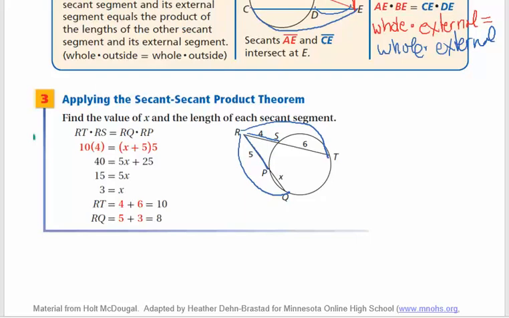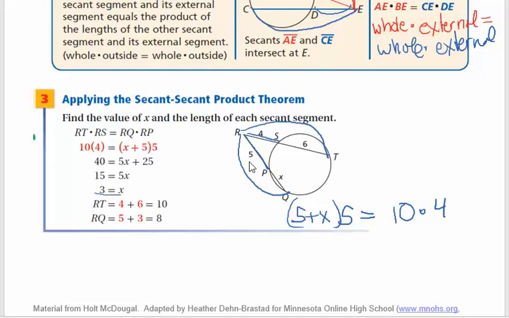So the whole of this one is 5 plus x. We don't know its exact amount. That times the external is equal to the whole, 4 plus 6, that one we know is 10, times the external. So you'll have to use the distributive property and then solve to find x.